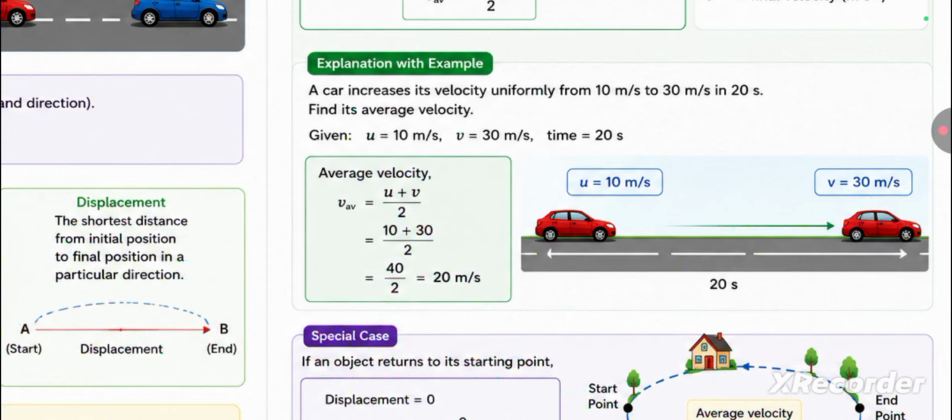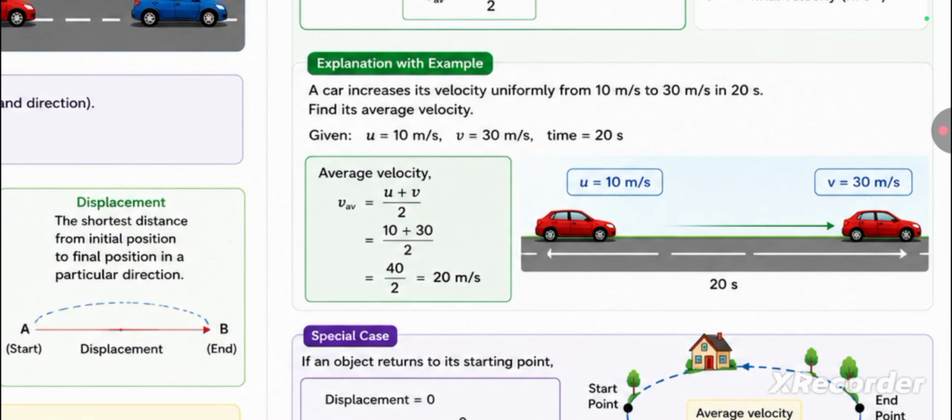Now we have to write the formula of average velocity: V_AV is equal to (u plus v) by 2. So u is equal to 10, v is equal to 30. The values are substituted in this formula. So 10 plus 30 by 2, that is equal to 40 by 2. Then 40 divided by 2 is 20 meters per second.